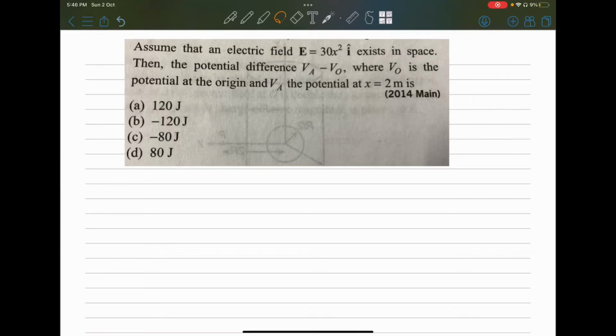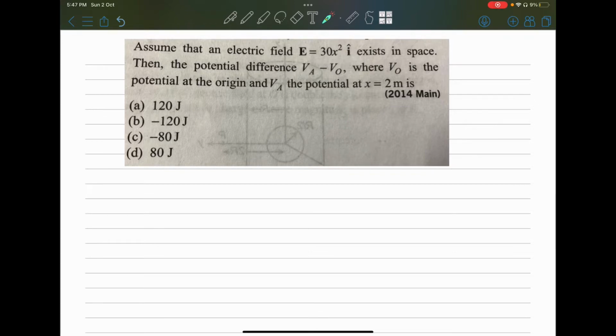Hello everyone, so today we'll be solving a few problems related to electrostatic potential and electrostatic energy. So the first problem is: assume that an electric field 30x² i cap exists in space. Then the potential difference VA minus V naught, where V naught is the potential at the origin and VA is the potential at x equal to 2 meter, is?